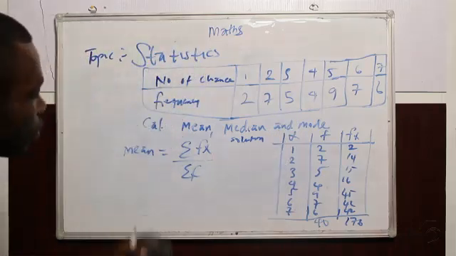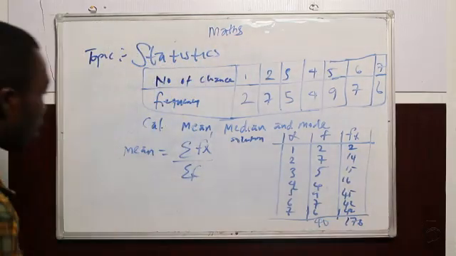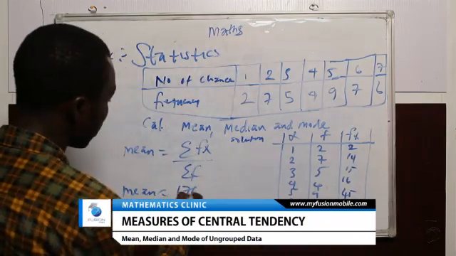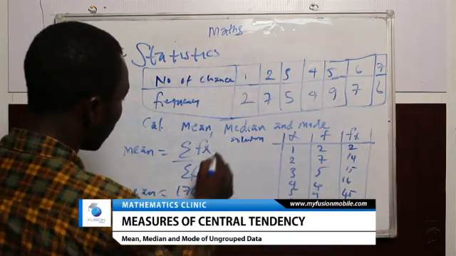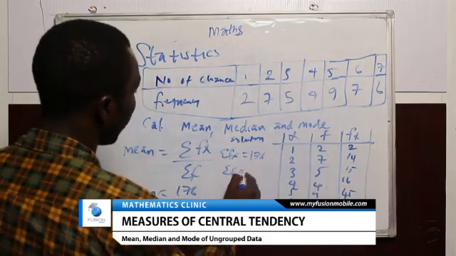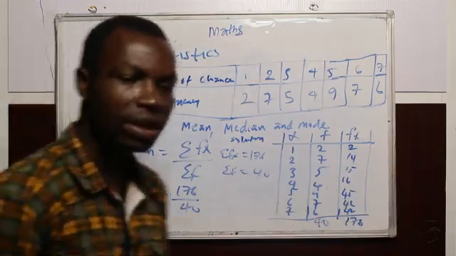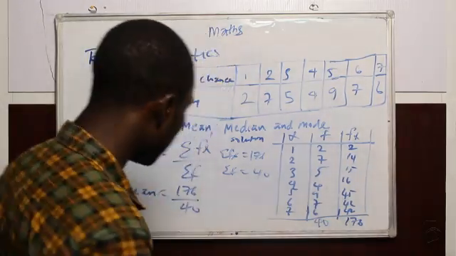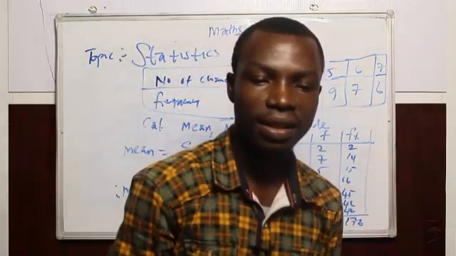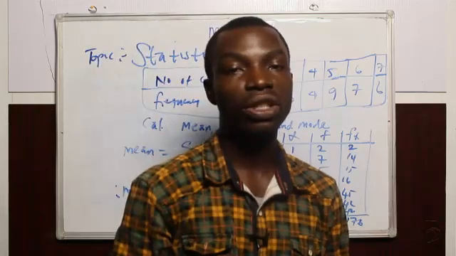So now we know the summation of this and the summation of this. Let us substitute our values to get our mean. Mean is equal to 176 over 40. Summation of fx is 176, while the summation of f is 40. Therefore, our mean is equal to 176 divided by 40, and the answer is 4.4. Wow, that is the answer. Now, let us continue to solve this question.